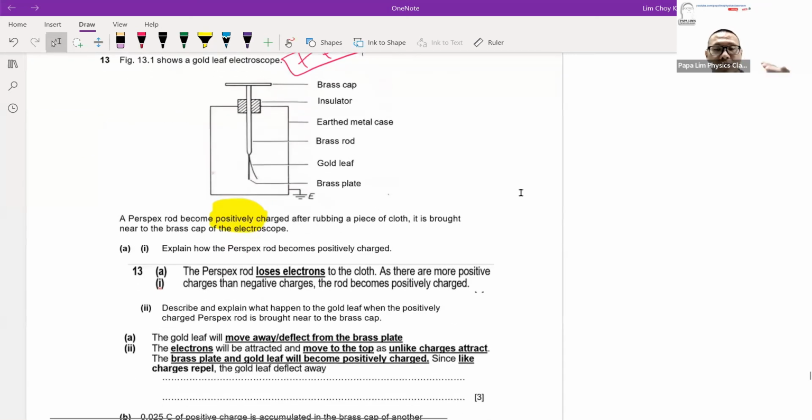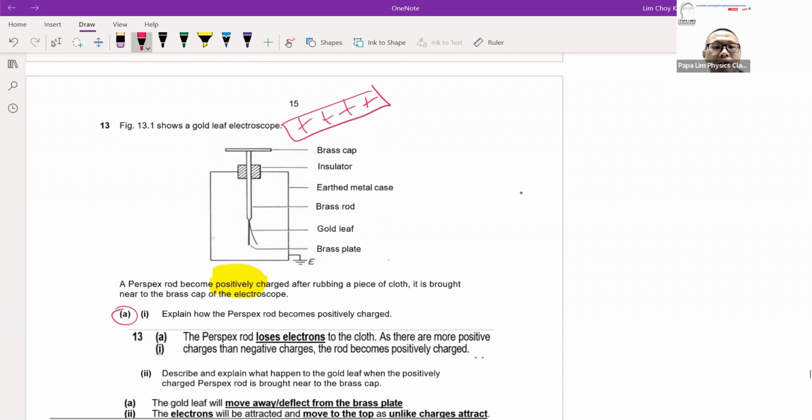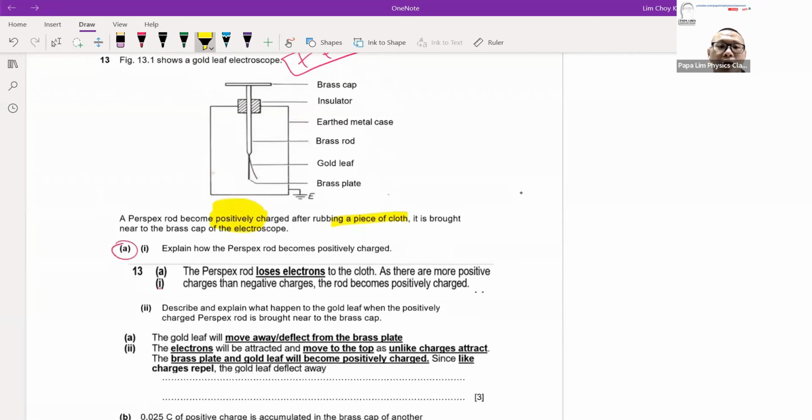The question breaks down into two parts. First, part A, he talked about the Perspex rod: how is it positively charged after rubbing with a cloth? I would say it's a standard answer for charging by friction. Based on the question, if it is positively charged, it must lose electrons to the cloth. If I lose electrons, I will become more positively charged. Remember, the keyword here is electrons. You must lose electrons because electrons are lighter, so it's easier to dislodge them from the atomic structure.